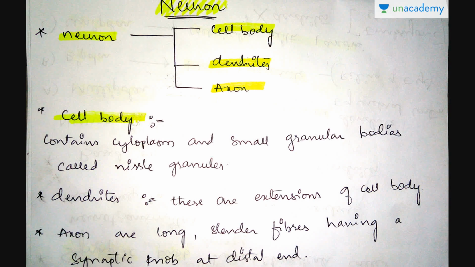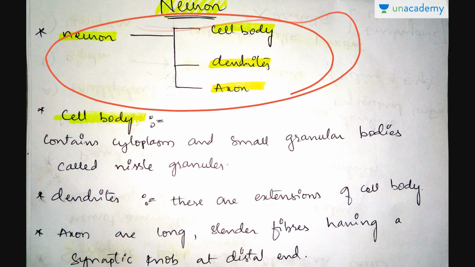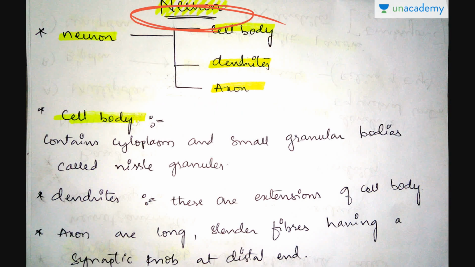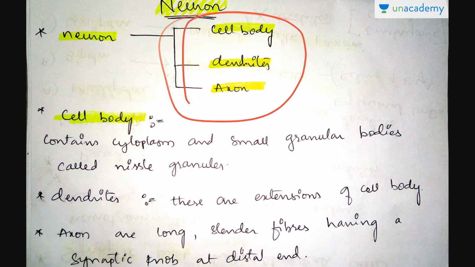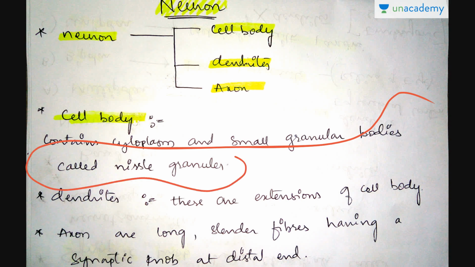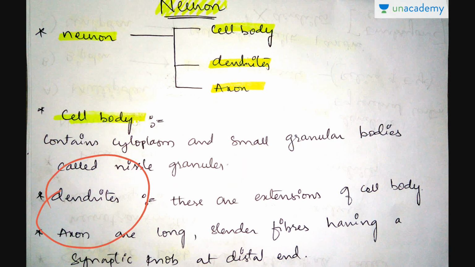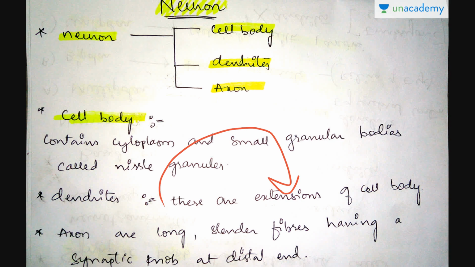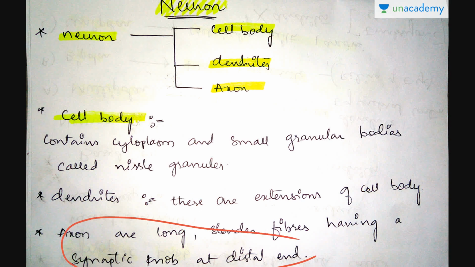So, let us study the structural and functional unit of the nervous system, which is called the neuron. The body of a neuron is divided into three parts: cell body, dendrites and axon. The cell body contains cytoplasm and small granular bodies called Nissl granules, and the dendrites are extensions of the cell body. The axons are long slender fibers having synaptic knobs at the distal end.